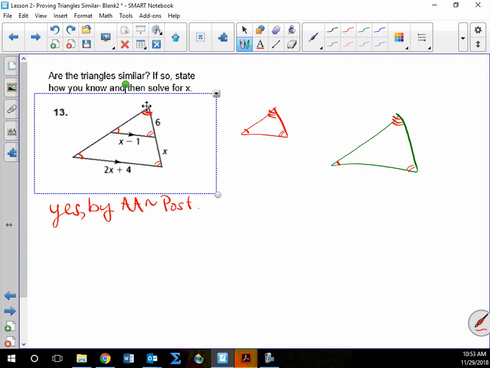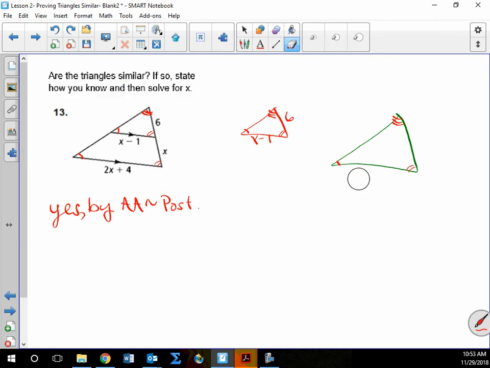So now this is why I think it's beneficial for us to set up our triangles separately. You don't have to, but a lot of students make mistakes with this one if they don't draw them separately. So for my small one, this is pretty easy to see. This is 6 and x minus 1. For my big one, this is 2x plus 4. And then what's my other side? What is this? x plus 6. So it's that entire length here, x plus 6.